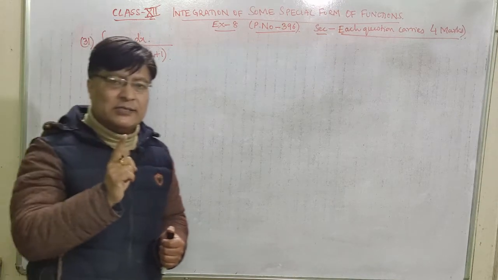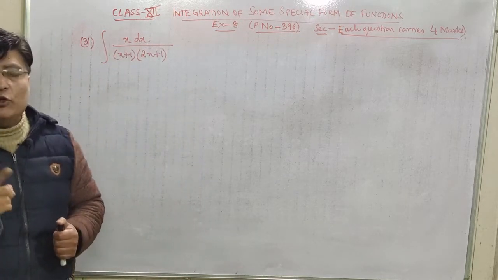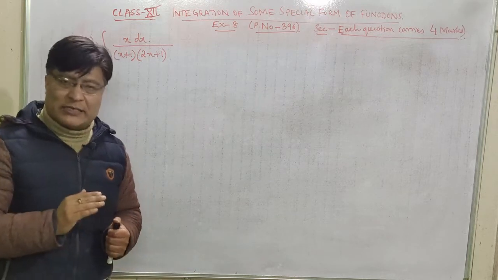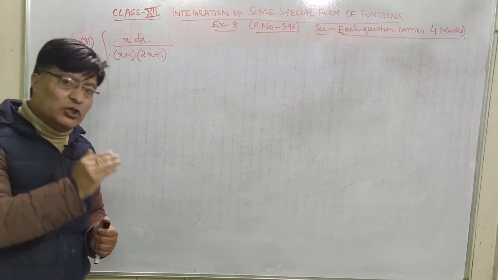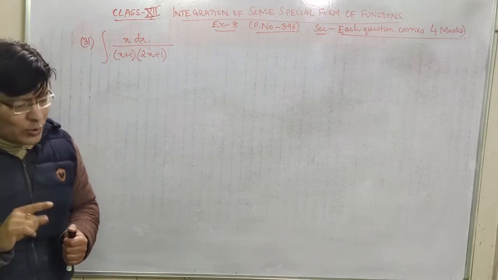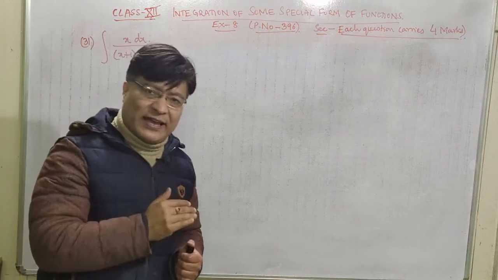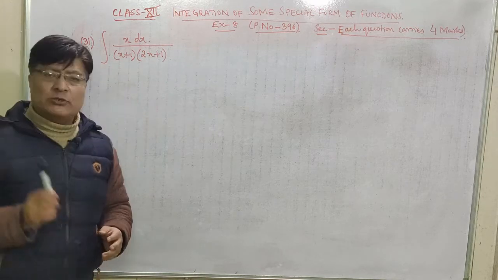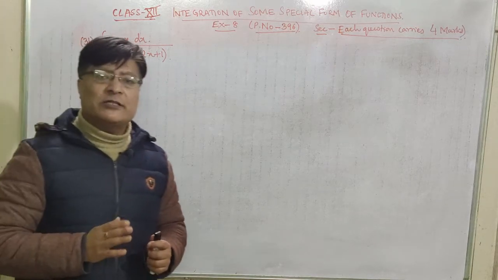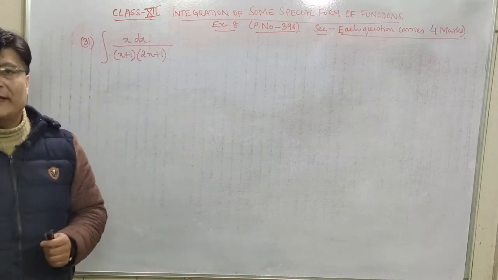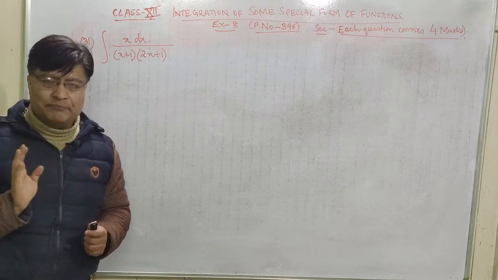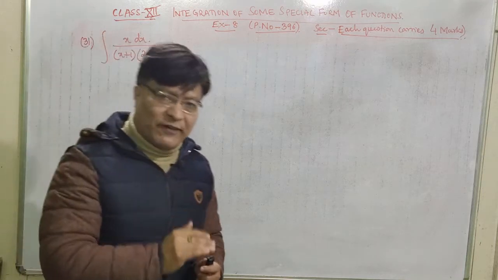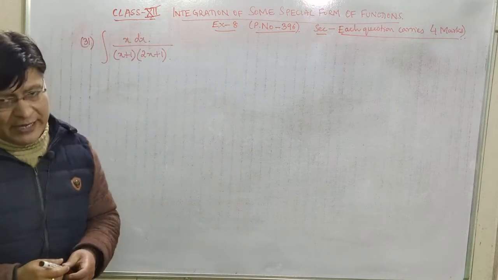That is, if the highest power of x in the numerator is more than that in the denominator, then you have to divide the numerator by the denominator. Then only you can convert that fraction in terms of partial fraction. But in this particular problem, the highest power of x in the numerator is less than the highest power of x in the denominator. Is that clear? So in this case, directly you can change this fraction in terms of partial fraction.